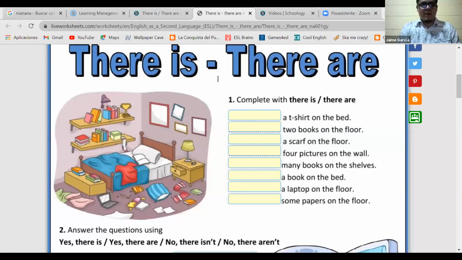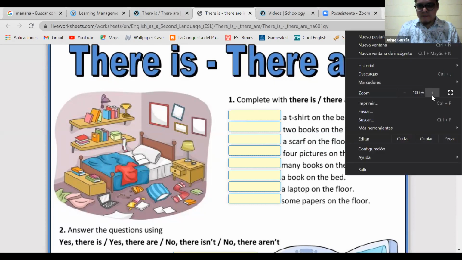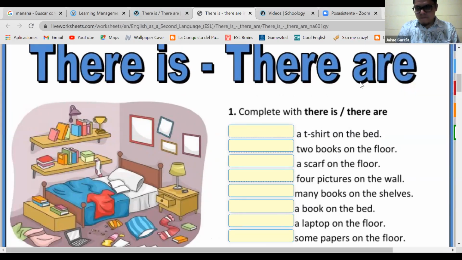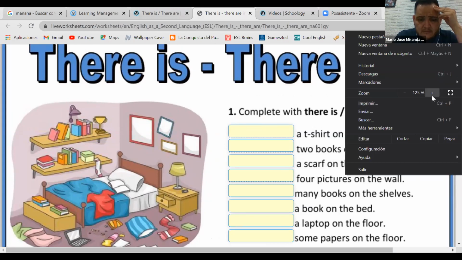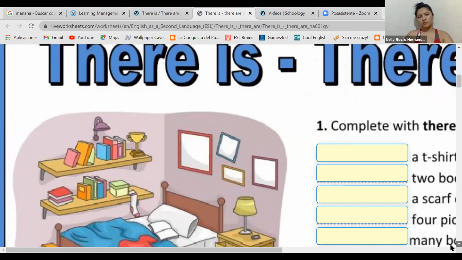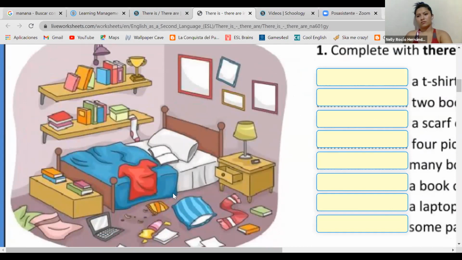Okay. There is and there are. We're going to complete the first exercise. Well, before we go over this exercise, I want you to focus on this picture. Can you see the picture? Yes, I do. Okay, focus on this picture. Elizabeth, please give me a sentence using there is or there are.